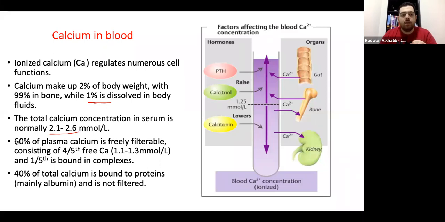And here, it's not that important for you now. It's saying just that of the calcium, 60% can be filtered by the kidney and can be thrown in the urine, or we can reabsorb it, and 40% is bound to proteins. And whenever a thing is bound to proteins, it means that it cannot be filtered by the kidney, okay? So we cannot lose it in the urine unless we have some diseases with it.